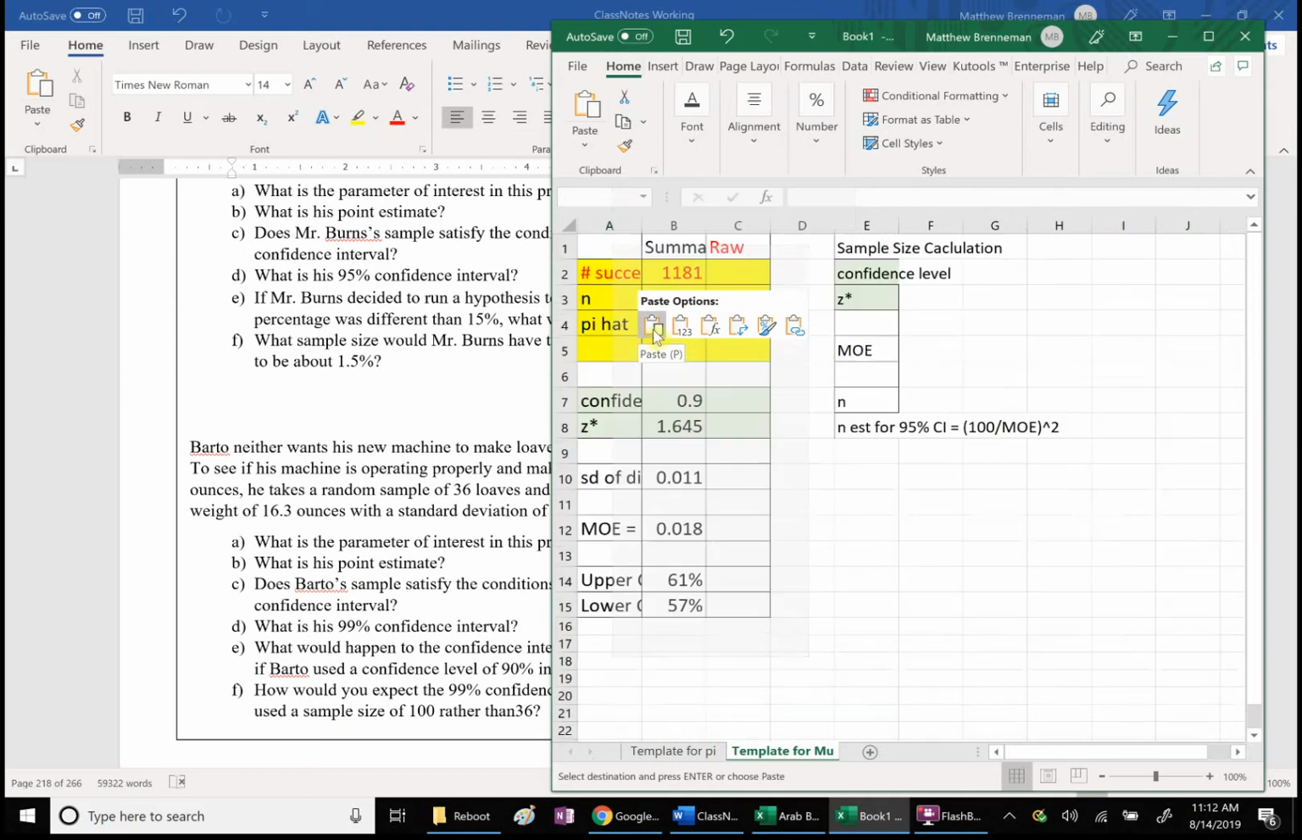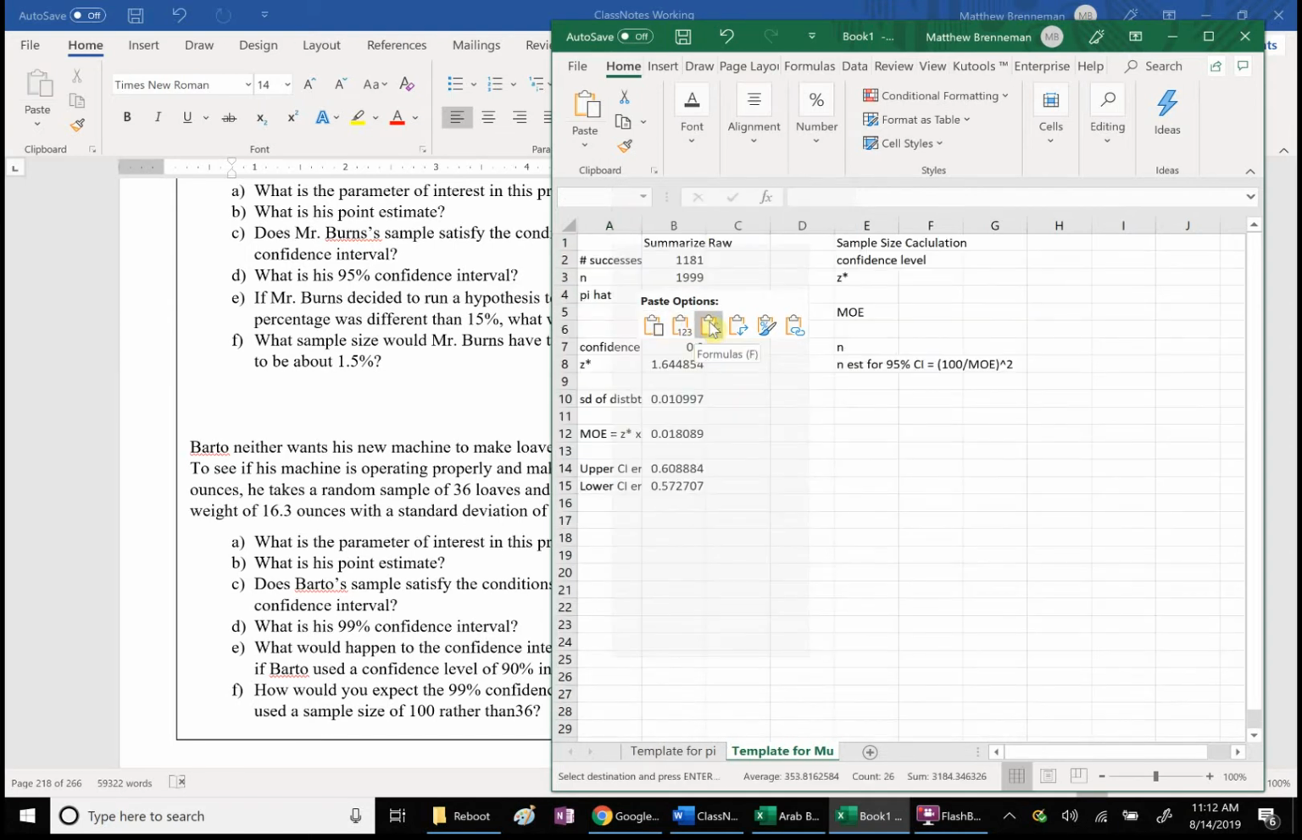And I'm going to be really careful here. I'm going to paste with formulas. And what that means is that all the formulas I use to compute these quantities are going to go over. If I paste as values, it's really useless. I've wasted my time. And I'm going to change a few things, okay?